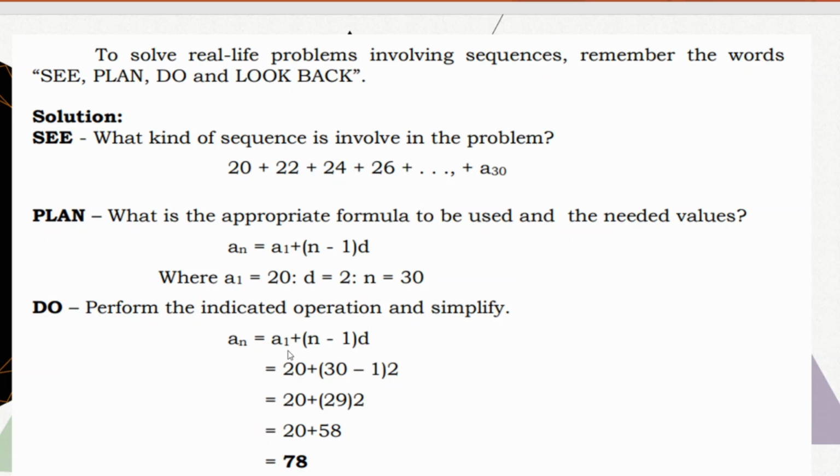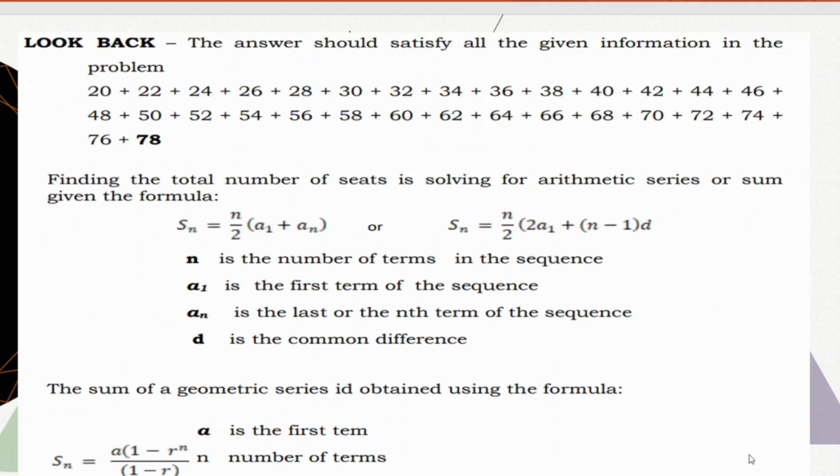So, the general formula, the nth term equals the first term plus the number of terms minus 1 times the common difference, wherein we have 20 plus 30 minus 1 times 2. 30 minus 1 is equal to 29. 29 times 2 is 58, and 58 plus 20 is 78. So the answer here is 78.